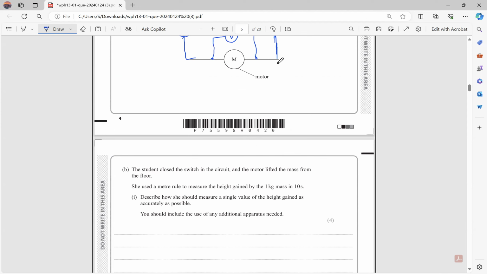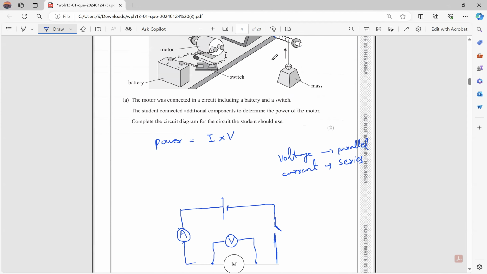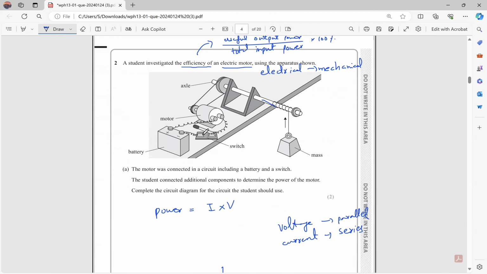Now what's happening? The student closed the switch, so there's current going in the circuit. As the current flows in the circuit, the axle over here turns. When the axle turns, the rod rotates, so the wire gets wound up on it, and so the mass lifts.